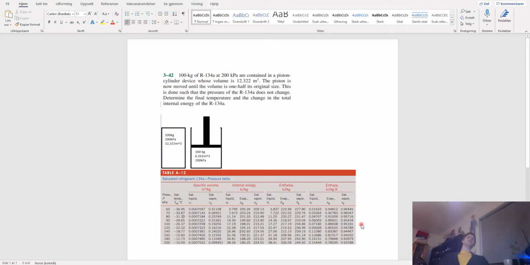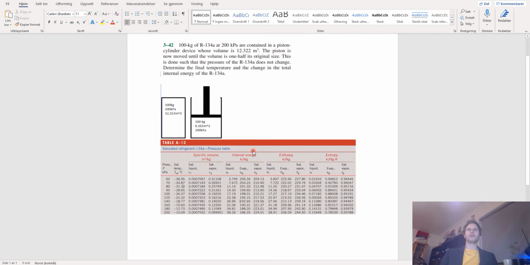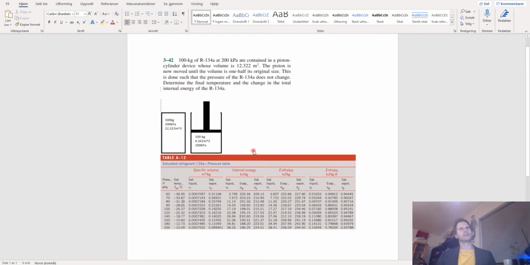Hello, welcome to a new problem in Thermodynamics, Pure Substances, chapter 3 in the book Engineering Approach, edition 8. We have problem 3-42 here. As you can see, we have 100 kilos of refrigerant at 200 kilopascal, and it's contained in a piston cylinder device whose volume is 12.322 in the initial position.